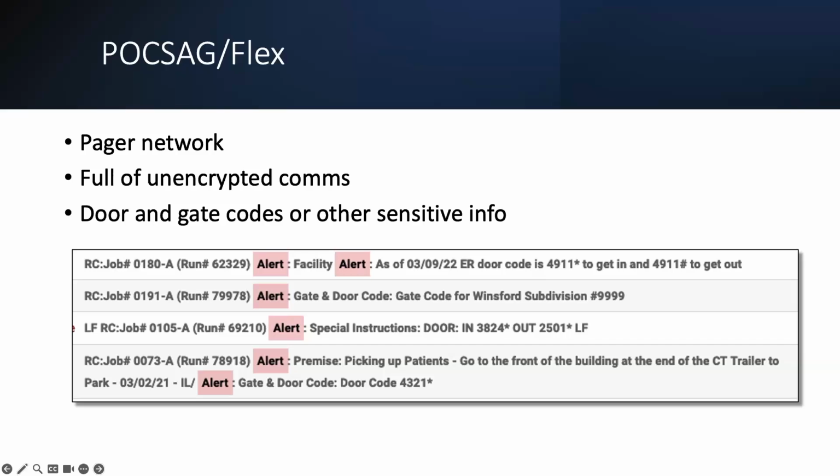So here's an example, an ER door code to get in and the code to get out. Gate and door code for a subdivision. Keep in mind also that this is not all going to be directly relevant to your target. So pay attention to what you're using there.